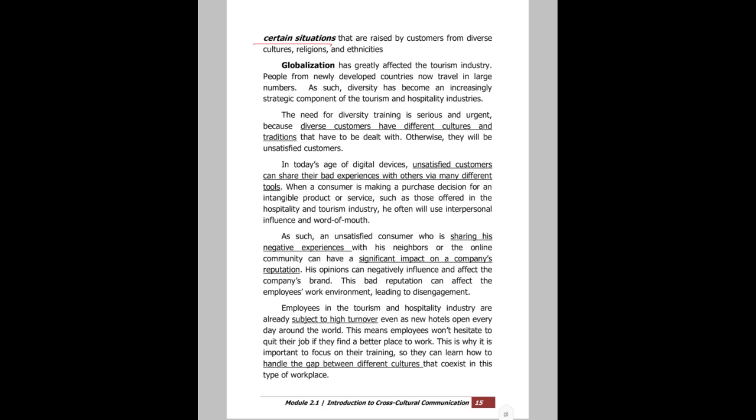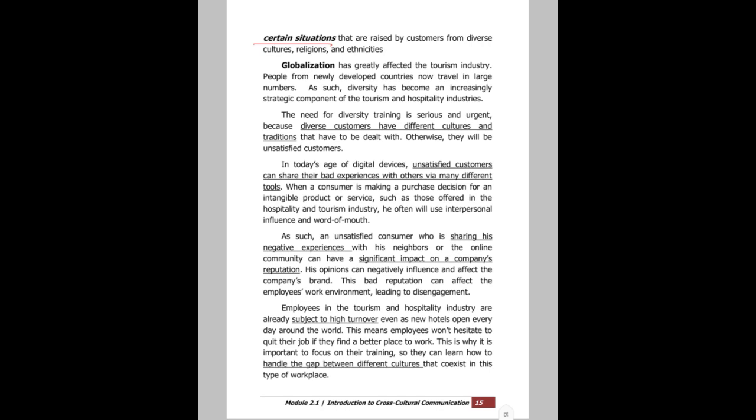If that situation is crucial, let's say may mga guests na nagreklamo sa'yo, galit na galit si guest sa'yo, how are you going to handle it? Are you going to, let's say, embarrass the guest? Are you going to, let's say, fight against the guest? Or are you going to do the standard operating procedure or the protocol? So, sa cross-cultural training, dun talaga yun din pinag-uusapan.